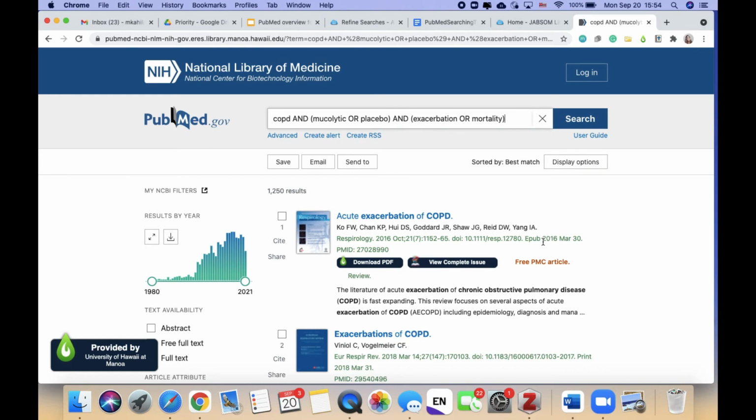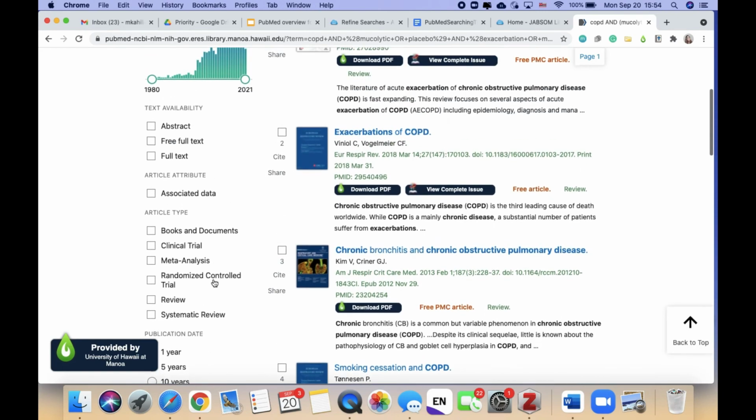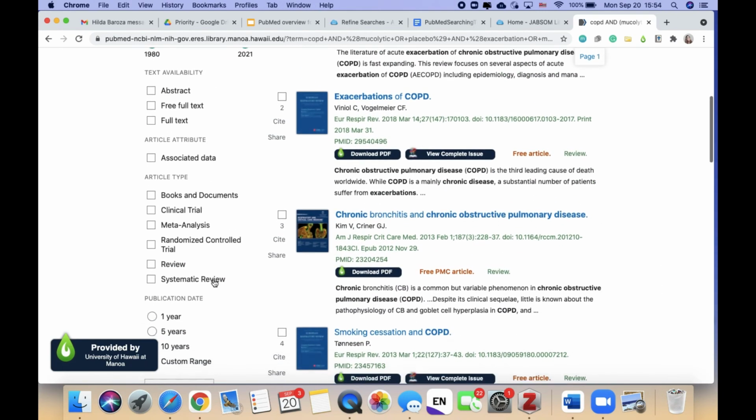So at that point, I would start turning on my filters. This is where I might want to think about my inclusion and exclusion criteria again. What kind of study type is going to answer the question I have? What kind of articles do I need to read? So in PubMed, we've got our filters on the left-hand side of the page.